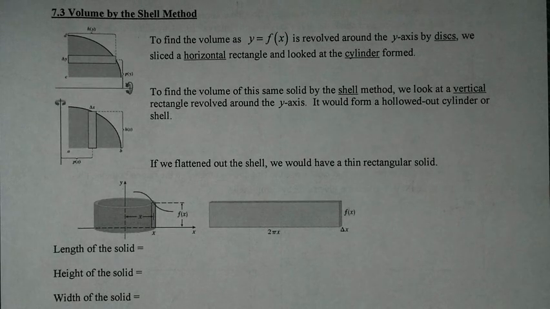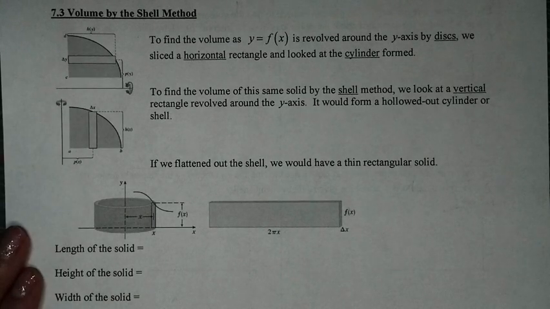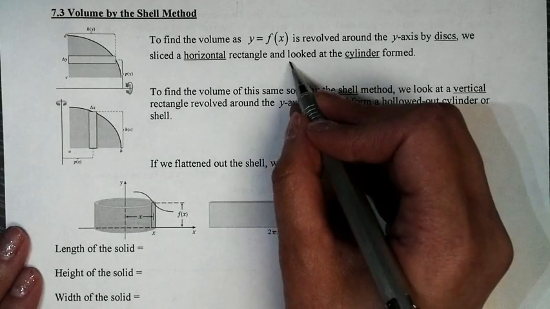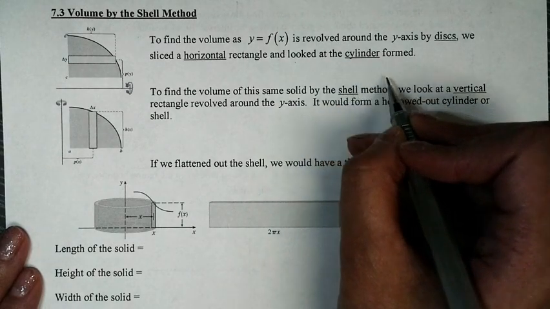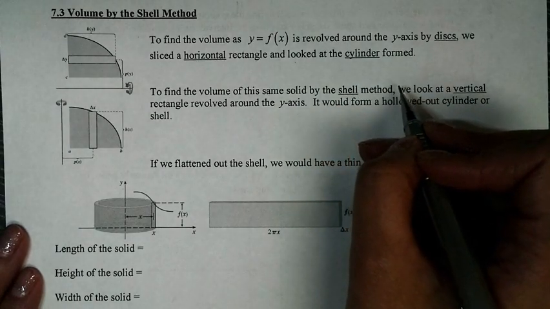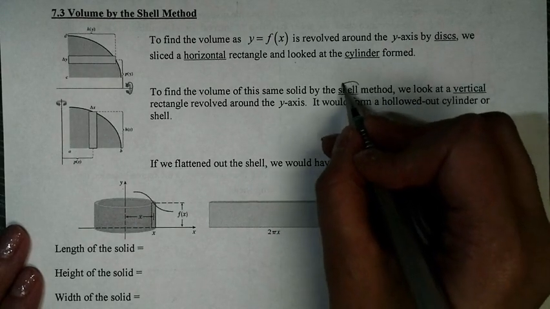Hi guys, today we're going to learn about the volume by the shell method, or using cylindrical shells. To find the volume of y equals f of x when it's revolved around the y-axis by disk, what we were doing before, the slice was a horizontal rectangle and we were looking at the cylinder formed. Today we're going to find the volume of the same solid but using the shell method.